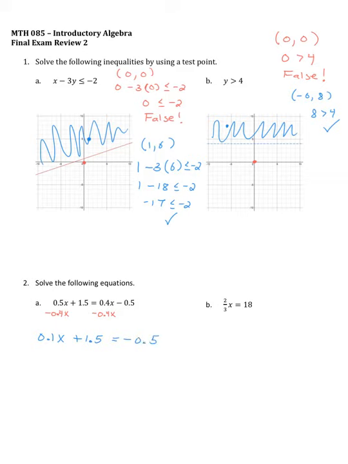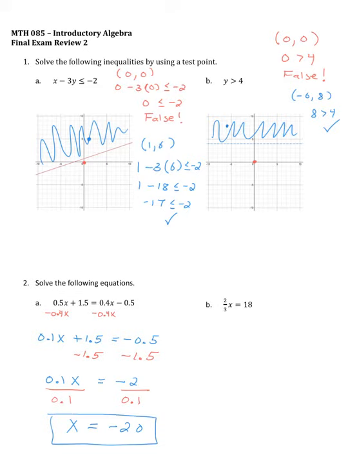I'm now going to subtract 1.5 from both sides, and I get 0.1x is equal to negative 0.5 minus 1.5, which is negative 2. To get my final answer, I'm going to divide both sides by 0.1. This will increase my value on the right by a factor of 10, making the final answer negative 20.